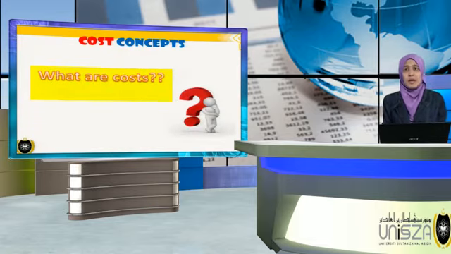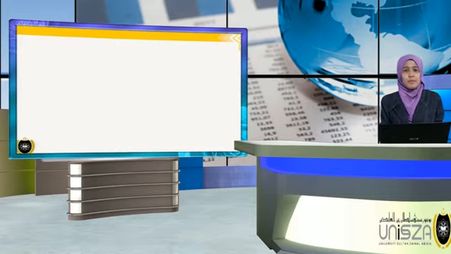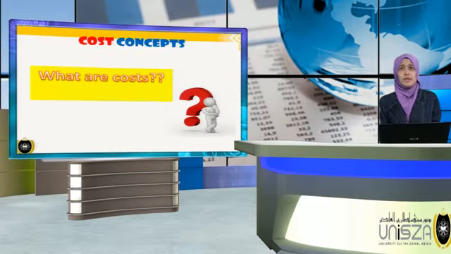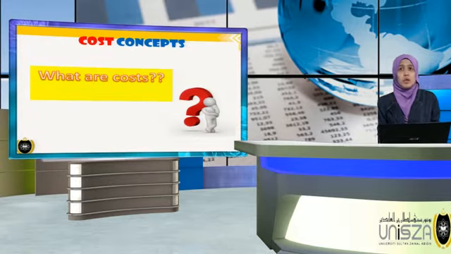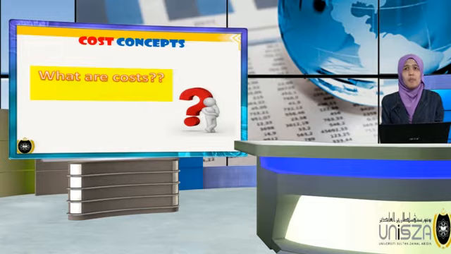Okay, what are costs? Cost refers to the amount of money or expenses incurred to produce a particular quantity of output by the producer. In order to measure the cost of production, a firm should know which costs should be included and know how to measure it. Therefore, it is important for a manager to understand the concept of cost before taking any economic decision. Some of the cost concepts are discussed below.